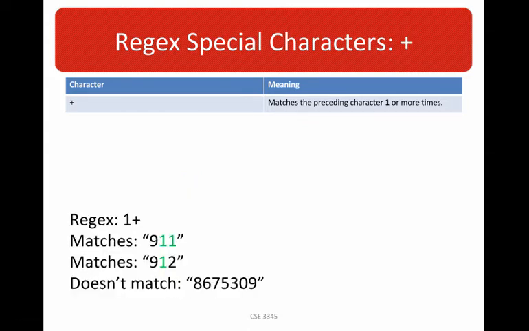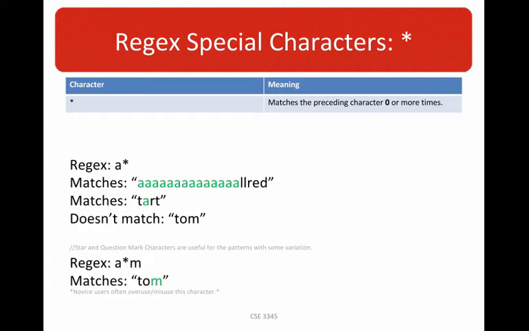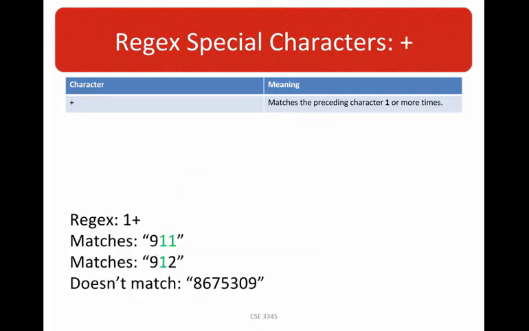Moving forward, we have the plus sign. The plus sign is similar to the star, except you need it to appear 1 or more times. So if we did A plus M, it would not work in this example because we need to find A at least once. Here are a few examples with 1 plus, so we need to find 1 or more 1s in our input. For 911, both of these 1s are found. In 912, we have one 1 found. However, in the case of 8675309, there are not any 1s, so we do not have any matches. So remember, the plus means 1 or more, the star means 0 or more.